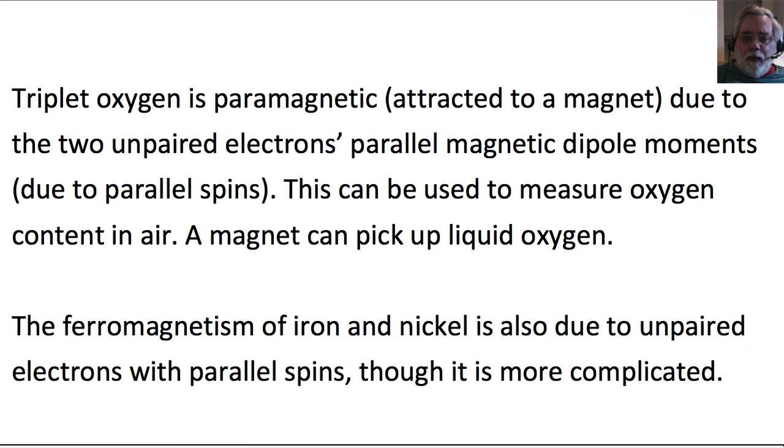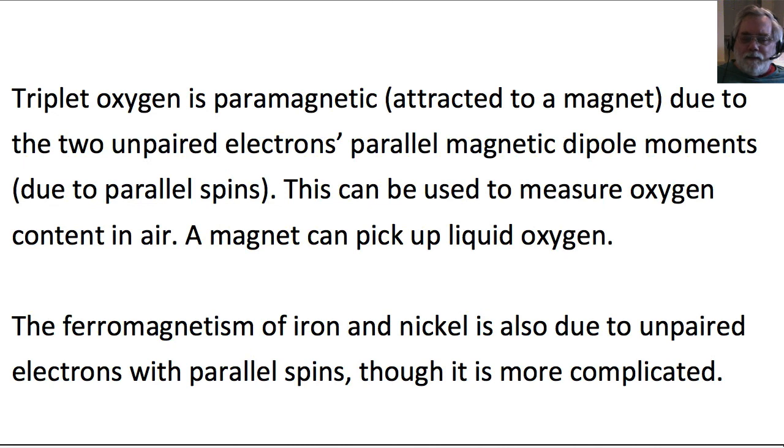Triplet oxygen is paramagnetic, attracted to a magnet, due to the 2 unpaired electrons' parallel magnetic dipole moments due to them having parallel spins. This attribute can be used to build an instrument to measure oxygen content in air. Also, a magnet can pick up liquid oxygen. It's attracted to the gap between magnets' poles.